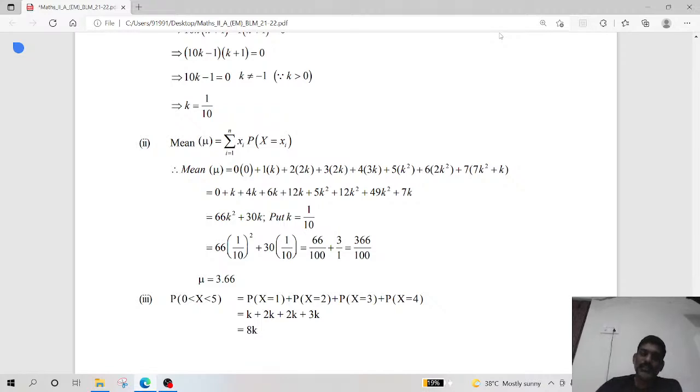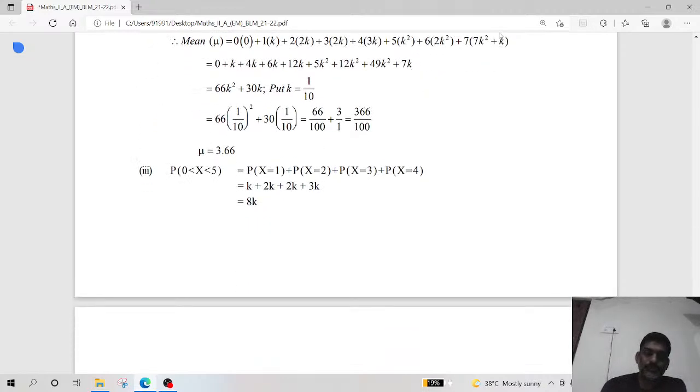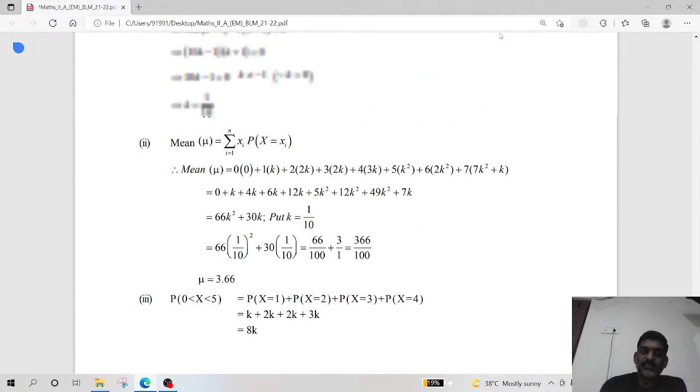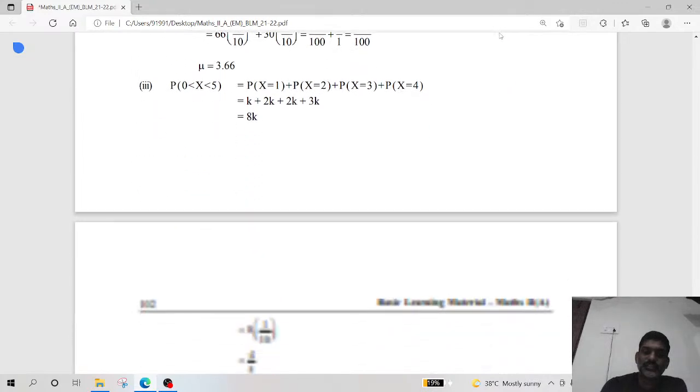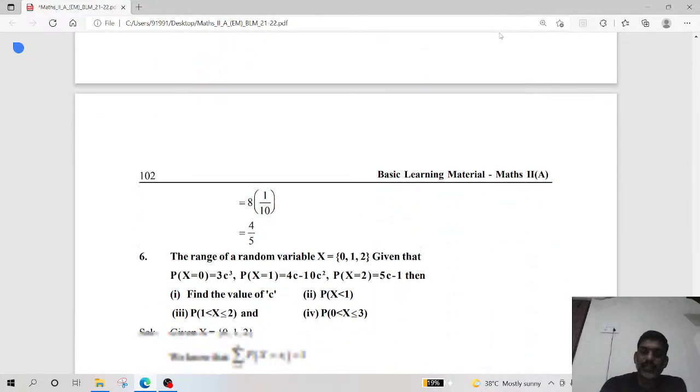Next, question number 3: P(0 less than X less than 5). That is P(X = 1), P(X = 2), P(X = 3), P(X = 4). So 8k we are getting already. We know the k value, I think. Yes, we already have k as 1/10. Substitute 1/10 and we can get the answer. Right, I hope.